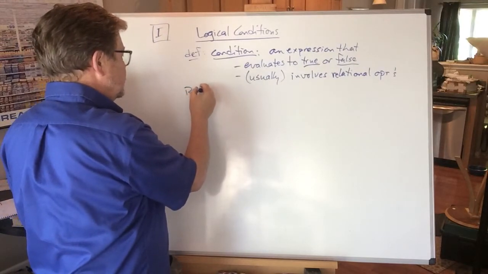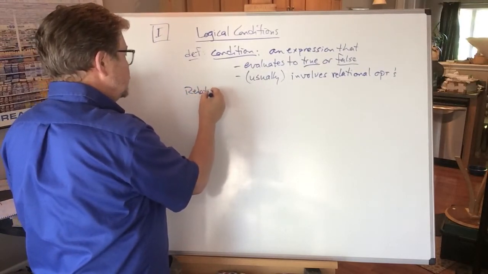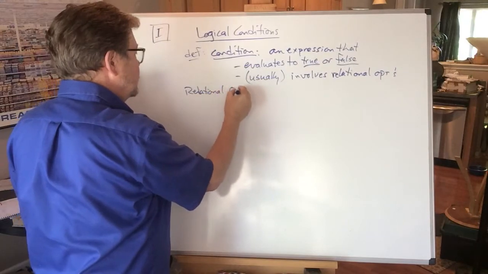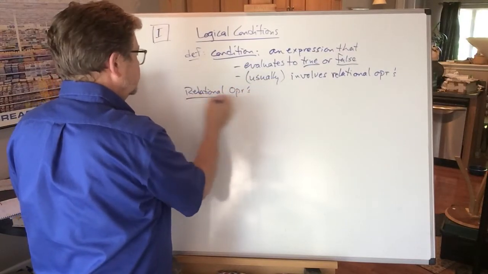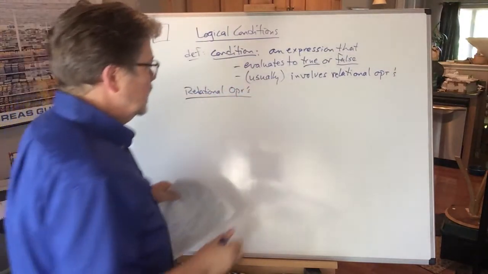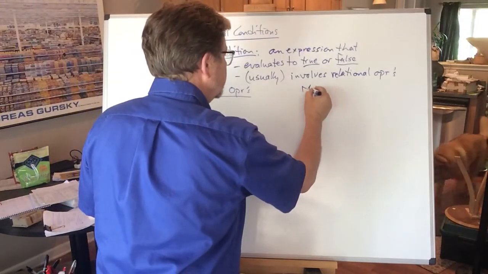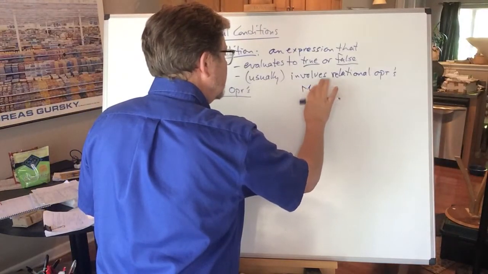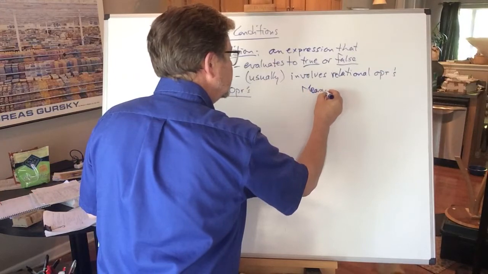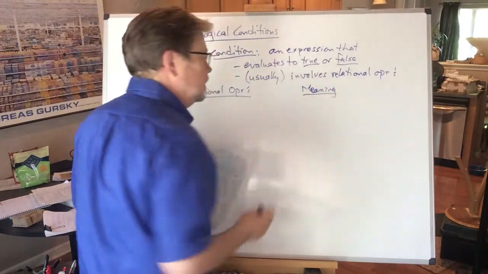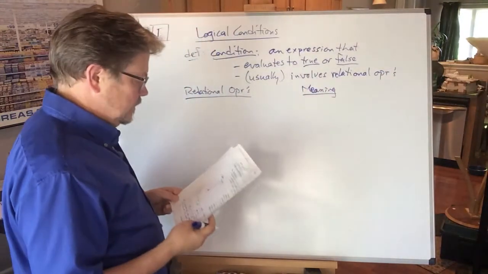Let me put a table of them here. Relational operators, abbreviated, and what they mean. I'll put that over here. Having trouble getting going here. I thought I was all caffeinated up and everything.